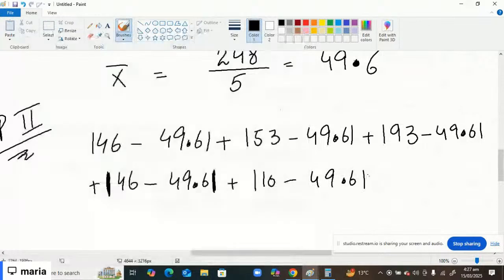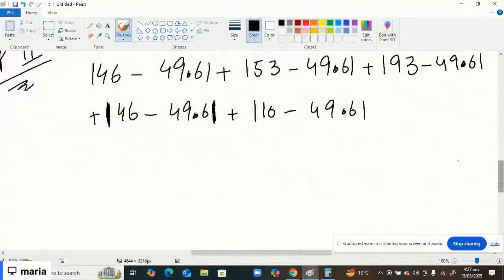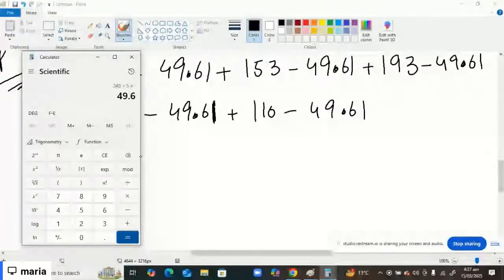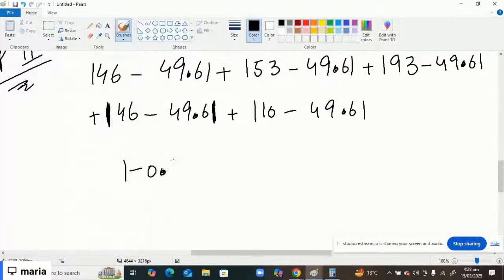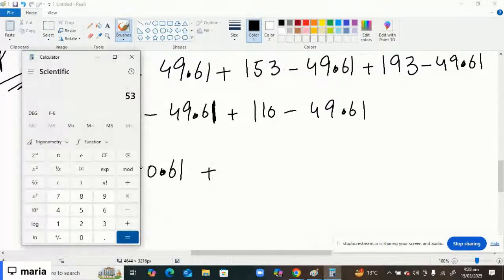Okay, now let's start from the first. We are going to subtract, then take the absolute value, then again subtract and take the absolute value. First is 49, so it's 49 minus 49.6, so this is 0.6. Okay, minus 0.6, absolute as well. What is the next? 53 minus 49.6, this is 3.4.